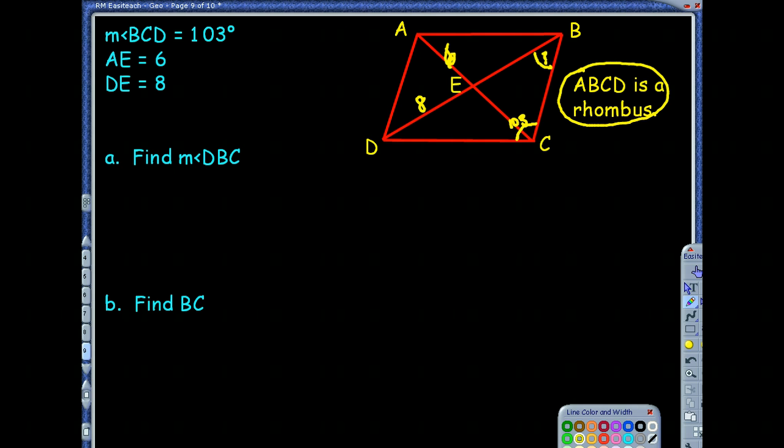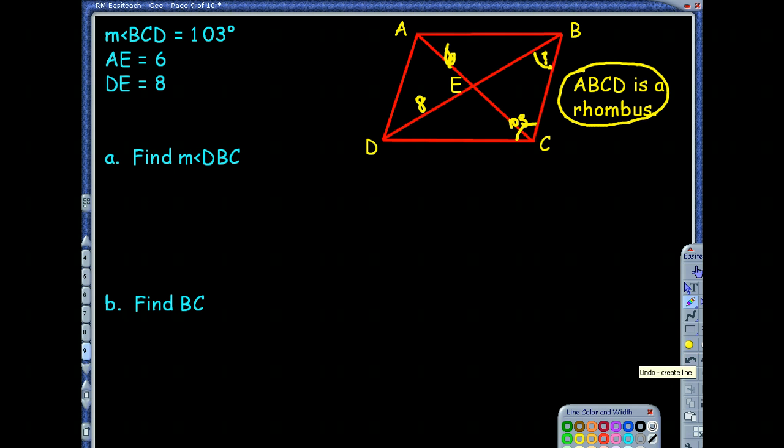Now, let's think about some properties, since we're talking about an angle and we have one other angle measure. What do we know about angles in a rhombus? We know a rhombus is a parallelogram, so opposite angles are congruent, and consecutive angles are supplementary. I also know that in a rhombus the diagonals bisect opposite angles.